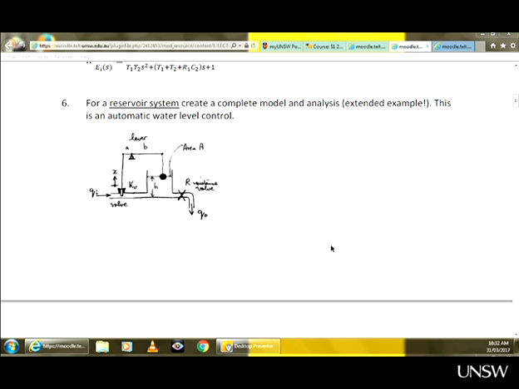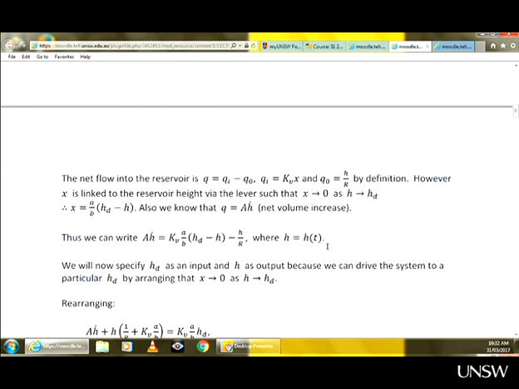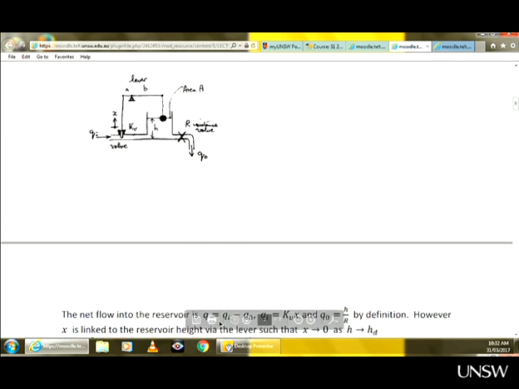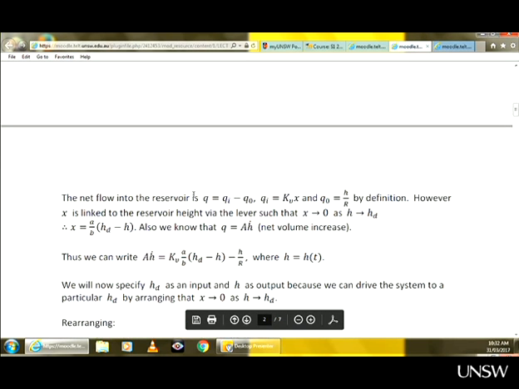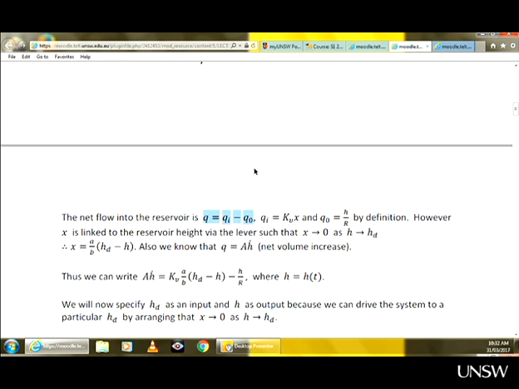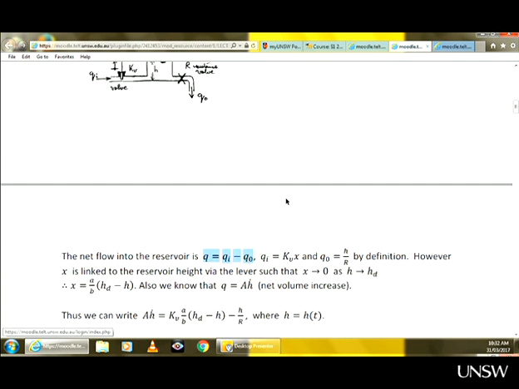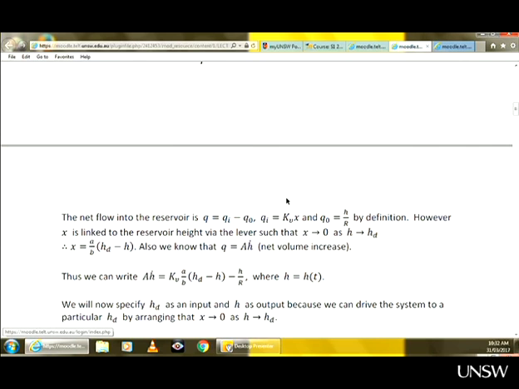Okay, so let's now write equations. Some of them are as before. So you have flow in and flow out, so we can call it net flow. QI minus QO is the net flow into the tank. Net flow into the tank equals the rate of change of volume in the tank, which is A H dot. So this part is not different from what we had before.